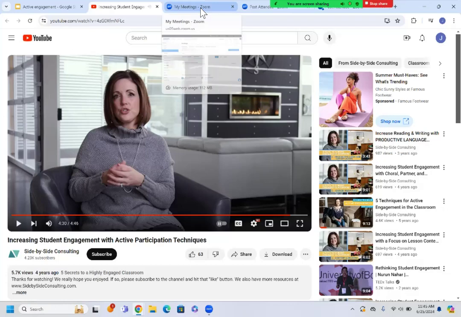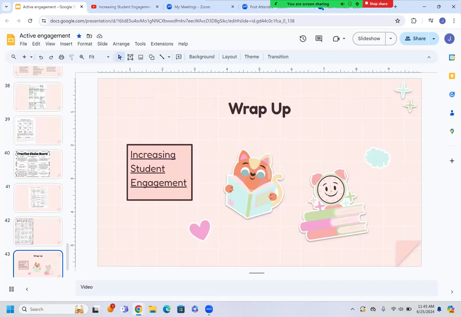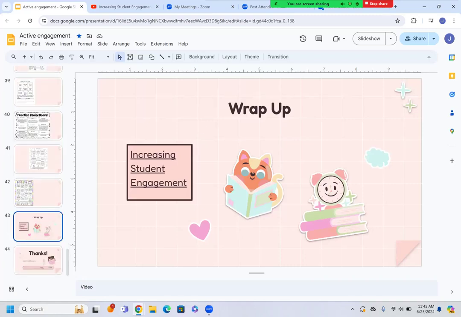So just because they're chatting doesn't mean that they're actively participating or actively engaged in the task. So it's important to make sure that they reflect on the content.